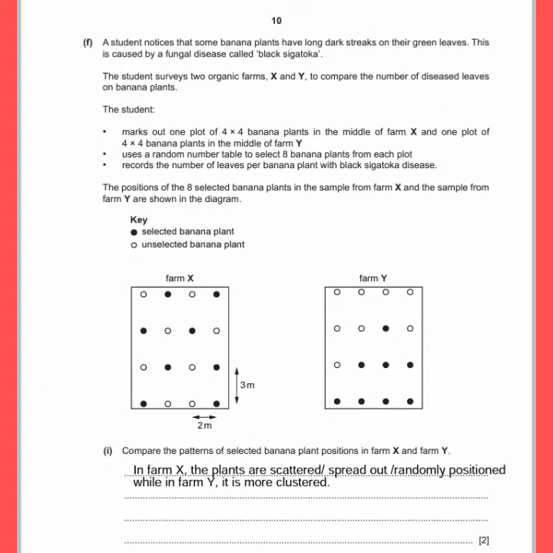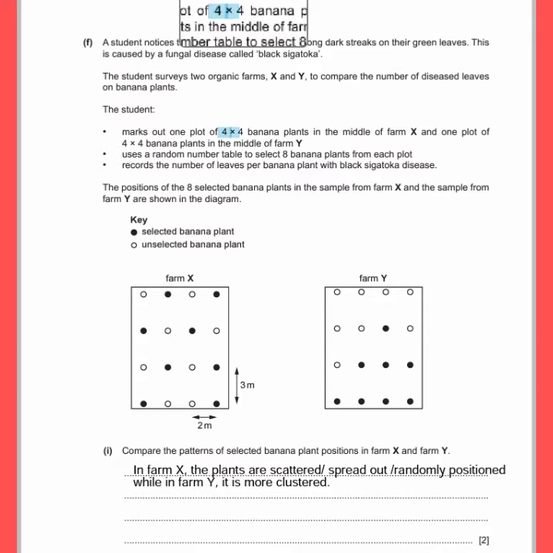Then moving on, a student notices that some banana plants have long dark streaks on their green leaves. This is caused by a fungal disease called black sigatoka. The student surveys 2 organic farms, X and Y, to compare the number of diseased leaves on banana plants. The student marks out one plot of 4 into 4 banana plants in the middle of farm X, and one plot of 4 into 4 banana plants in the middle of farm Y.